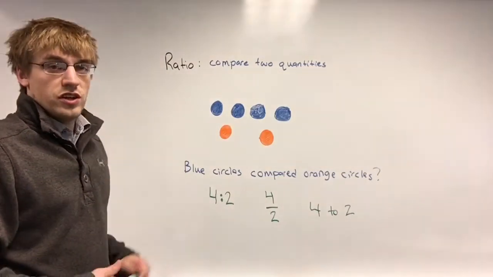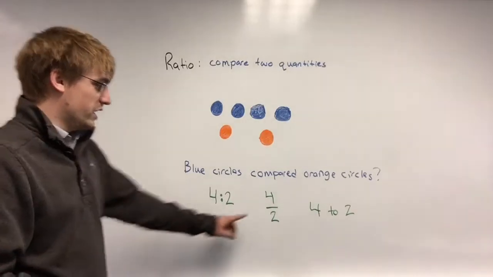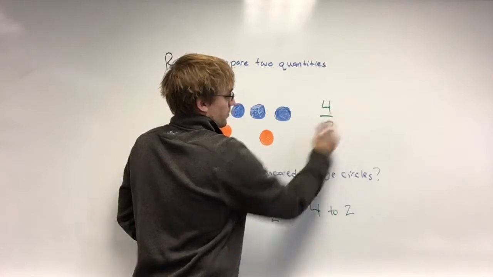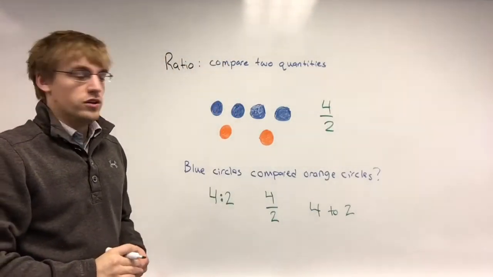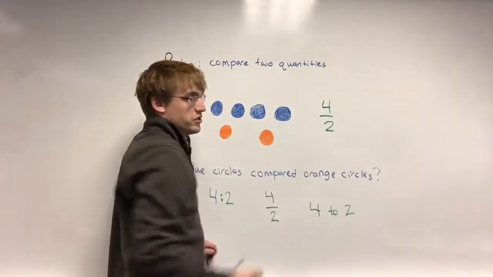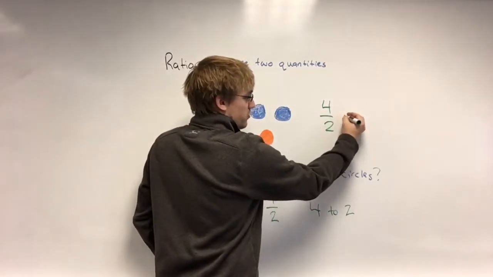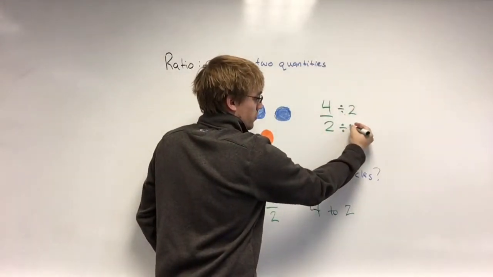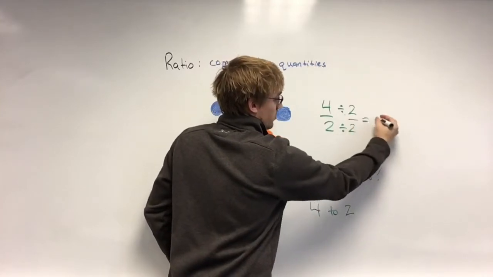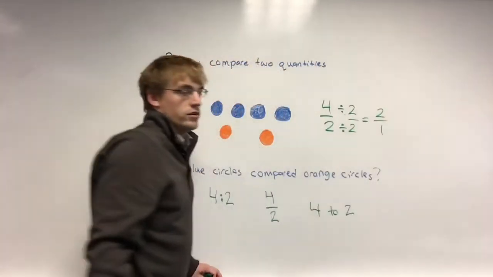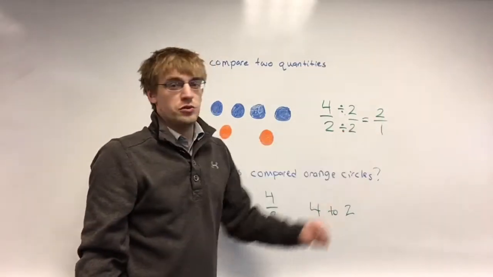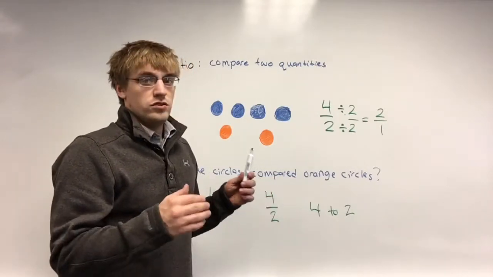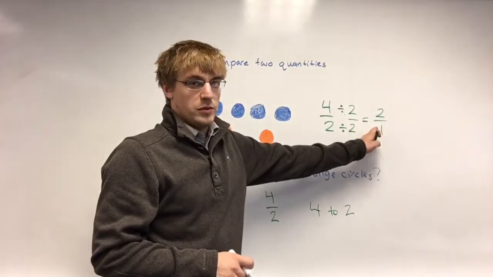Now, ratios can also be simplified just like fractions. So if we take the one that looks like a fraction, I'm just going to write it up here, 4 over 2. We can simplify this just like we would with fractions. So what number goes into both of these? Well, a 2 goes into both of them, so we divide the top and the bottom by 2, and we'll get 2 over 1. Now, typically we would write just 2 because anything over 1 would be just that number. But since it's a ratio, we want to keep the 1.